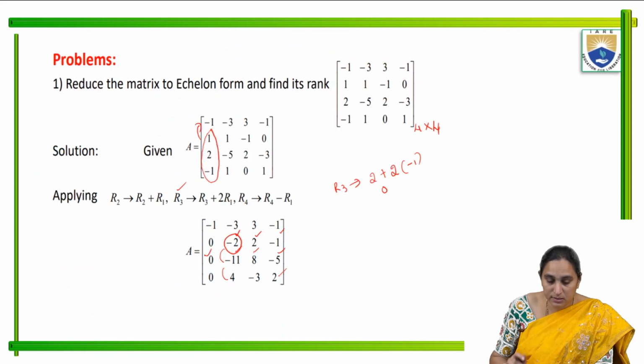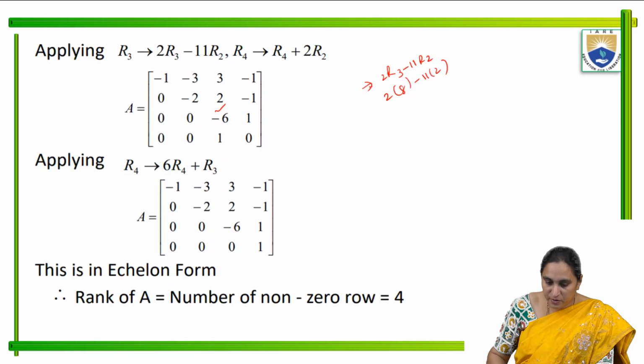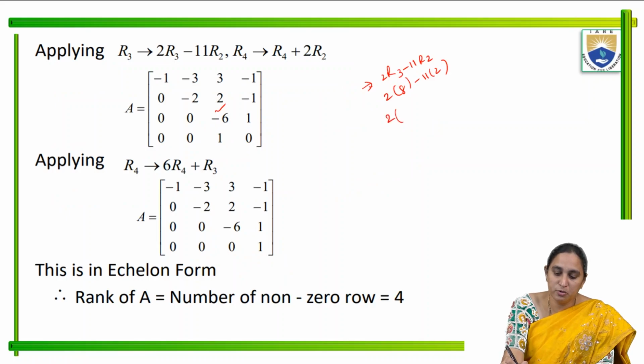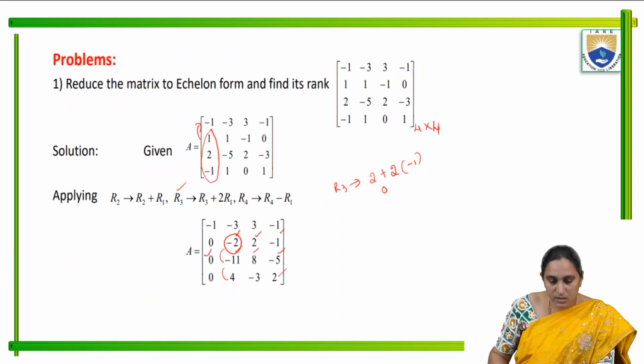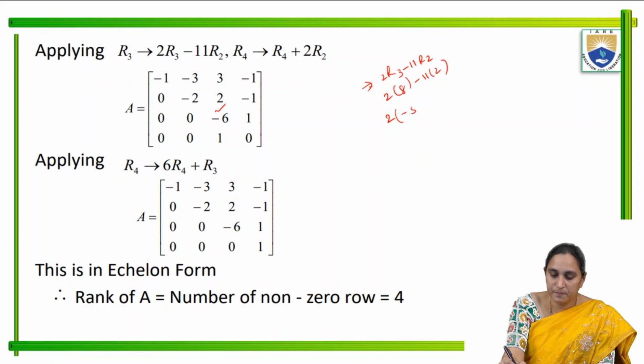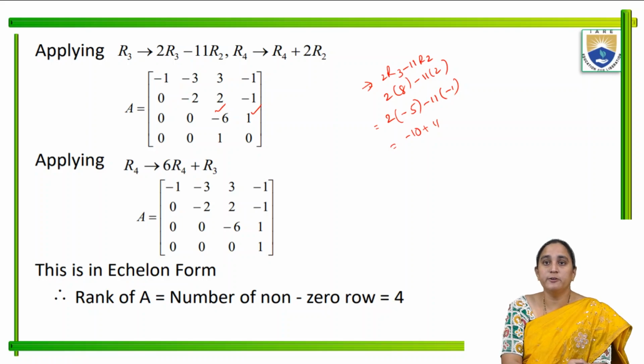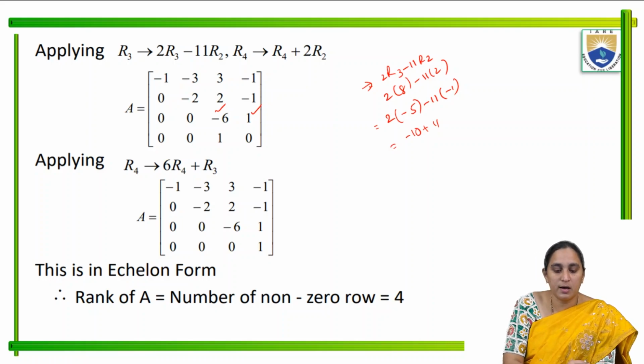What about the last element of R3 there? Minus 5 and minus 1. That is 2 into minus 5, minus 11 into minus 1. That is minus 10 plus 11, which equals 1. With respect to R2, I changed the values in R3. We get 0, 0, minus 6 and 1.